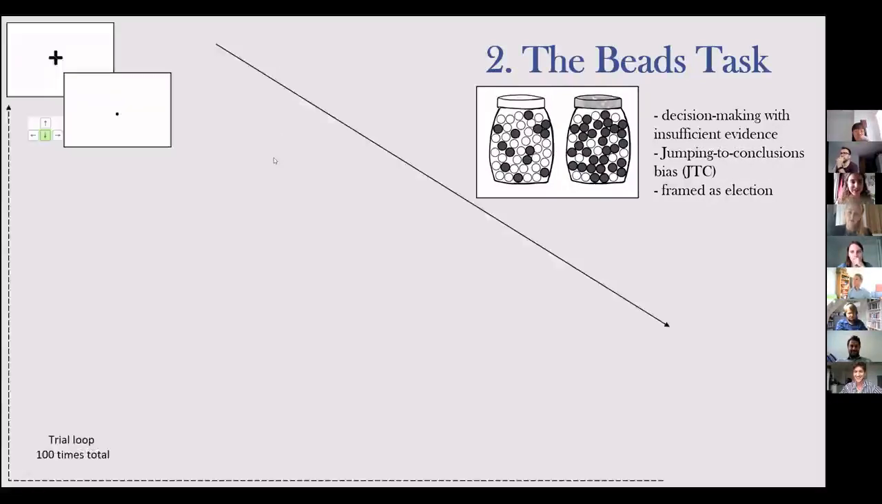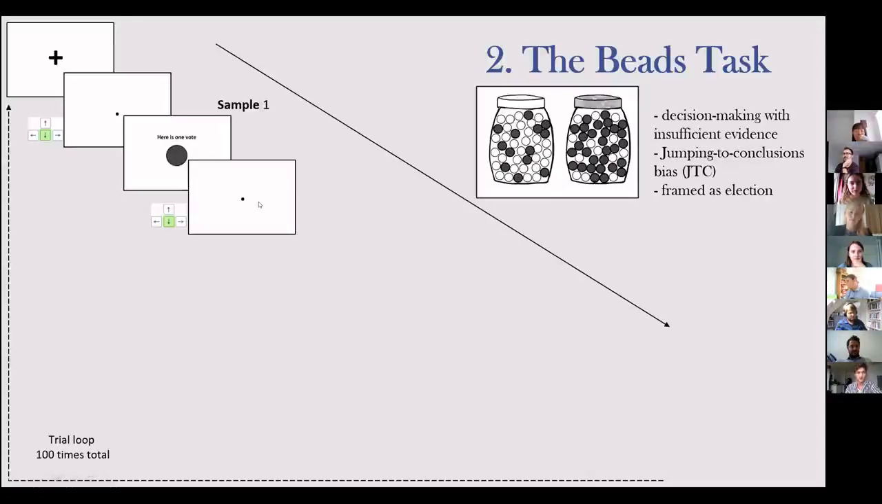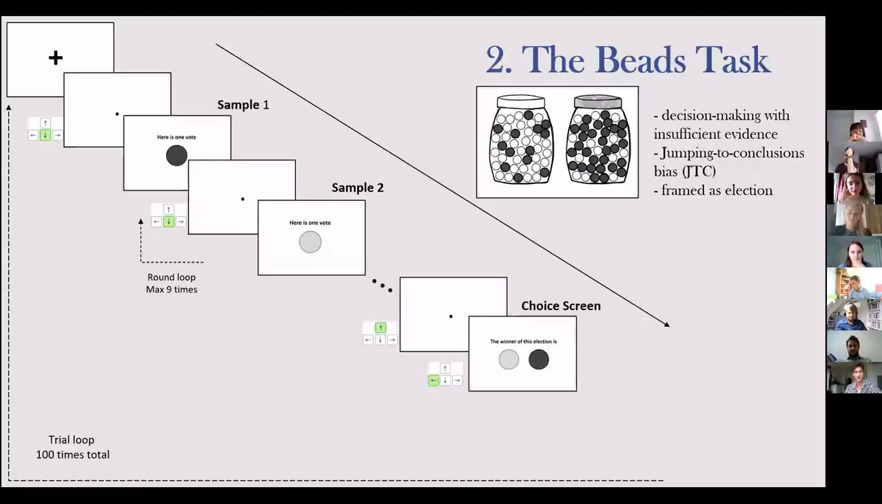So first, on the screen, participants get to sample beads, as I said. For example, the first sample they would get when they indicate with a button would be a dark one here. That is 1 vote. And they continue with that. And the second one would be a light one, for example. And they can sample up to 9 times. But they can stop at any moment. Whenever they think they're ready to make their decision, they can again indicate that with a button. And then they get to the choice screen.